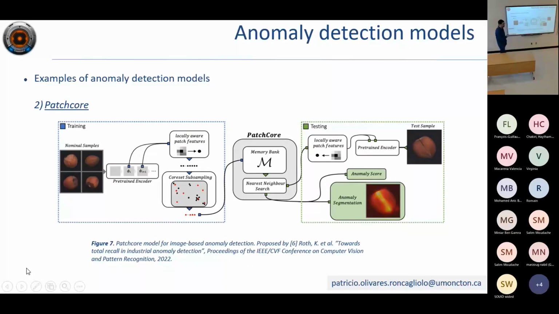So when you're working with an anomaly detection model, there are several assumptions that you have to make because you don't know what the errors actually are. So you have to make those assumptions and hope for the best.